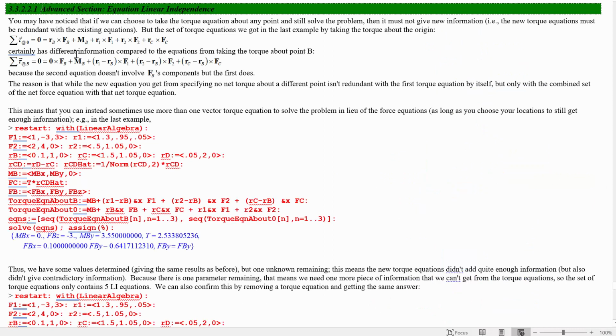So a couple of concluding notes here. You probably noticed that it didn't matter whether we took the torque about the origin or about point B, we were still able to solve it. The equations are maybe a little bit nicer one way than the other, but you can still solve it. So that means the new torque equation doesn't give conflicting information with the original torque equation. It does give different information than that torque equation, but it still creates linearly dependent equations on the whole set of the original torque and force equations.